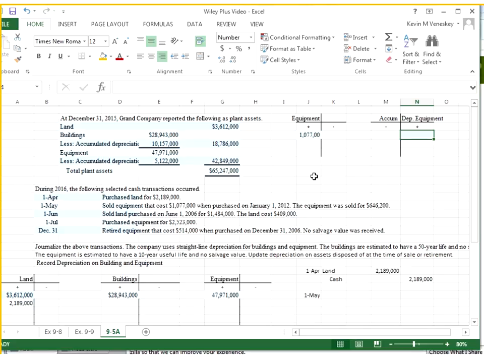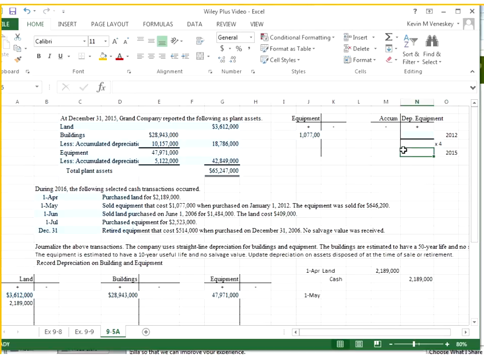So over here in my equipment little sub-T accounts, just for visualization purposes, I have an asset costing $1,077,000, and it tells me I bought it in 2012. Now, as of this company's date here, it's 2015. So that means they have already depreciated 2012, 13, 14, and 15. They've already depreciated 4 years.